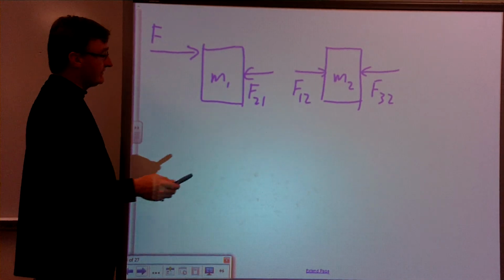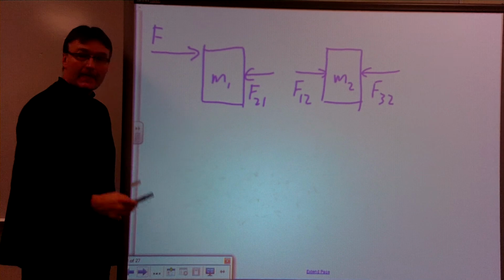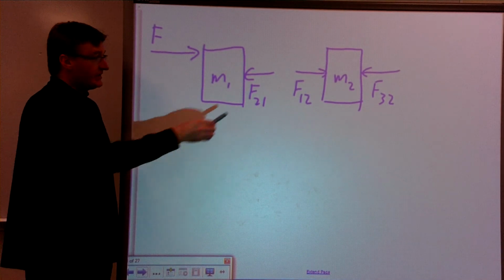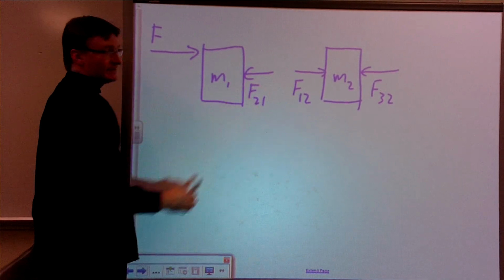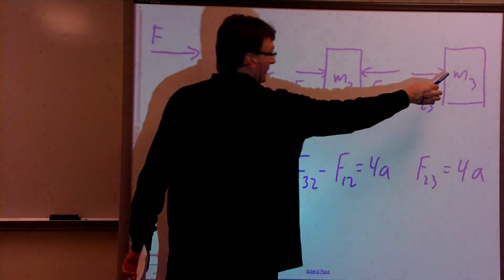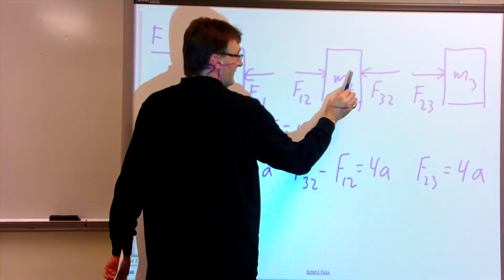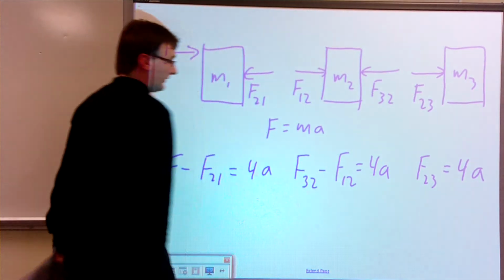And as you can see, this is very similar to when you have the strings in between them. You will have equal and opposite forces between the masses, and this is the same kind of thing. So lastly, we have the third mass. The only force on the third mass is produced from the second mass onto the third one.